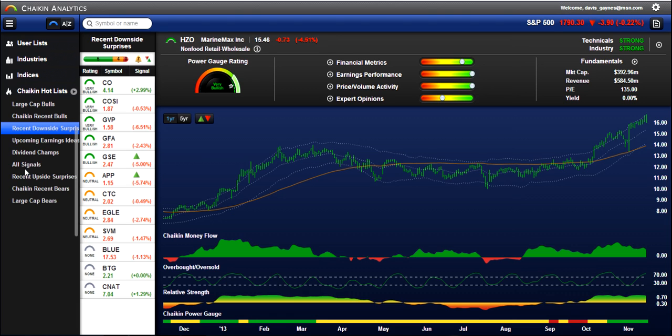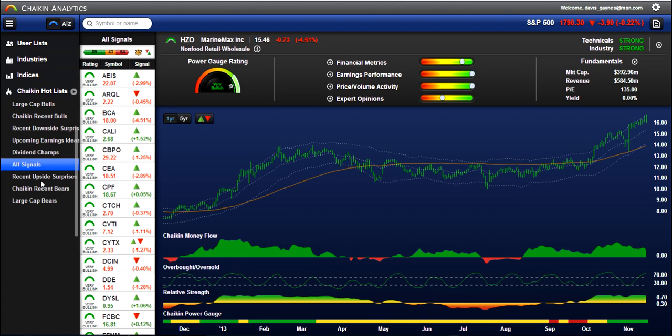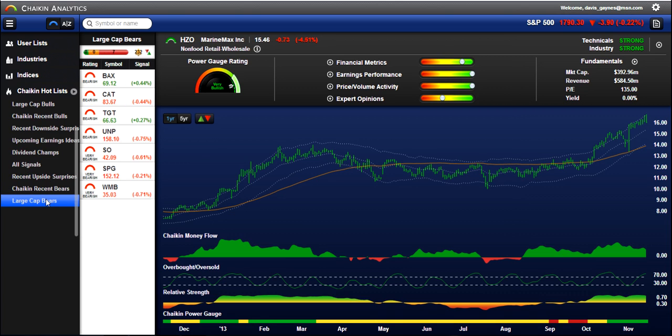Dividend stocks, all stocks that have triggered a signal over the past 48 hours. Recent upside surprises, recent bears, and this week's large cap bears. And that about has it for the day-to-day list and single stock functionality.